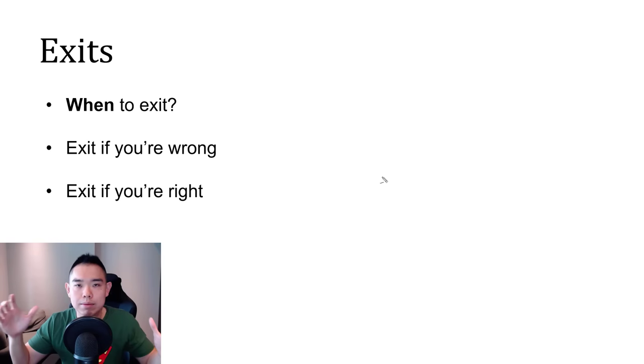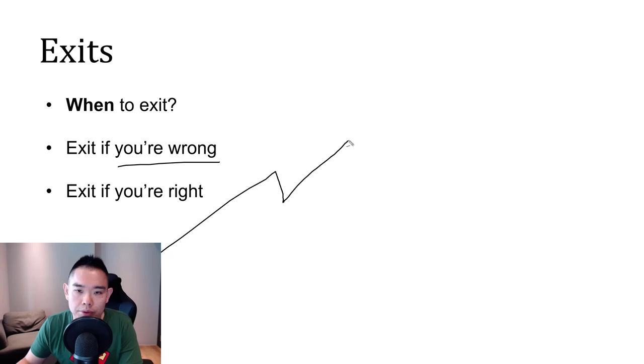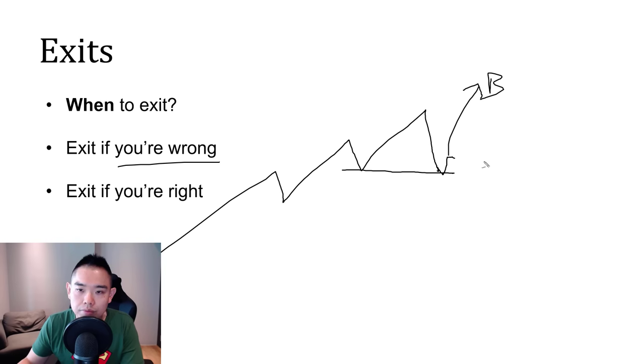For me, when it comes to stop loss, exiting when I'm wrong, I like to set my stop loss at a very logical level. The stop loss must be at the level where it invalidates my trading setup. Let me give you an example. Let's say the market is in an uptrend, and it retests back this area of support, and then maybe bounces up higher over here, and then over here is a signal to buy. Let's say over here it's a buy. You buy over here.